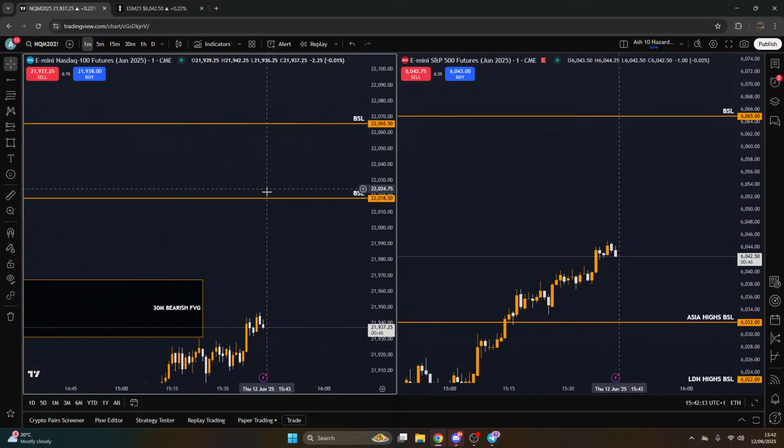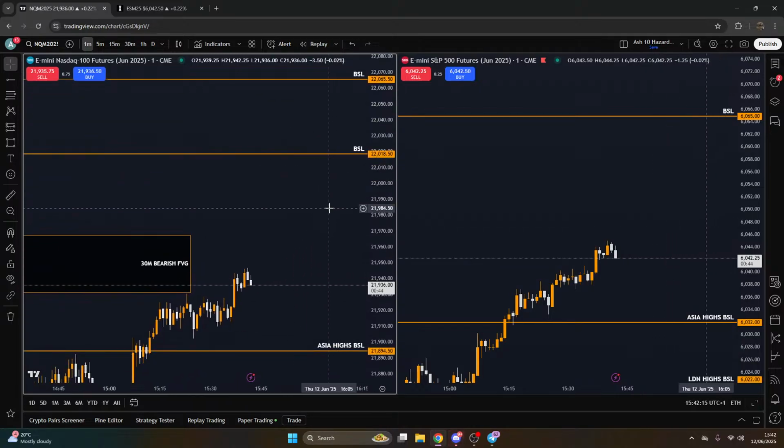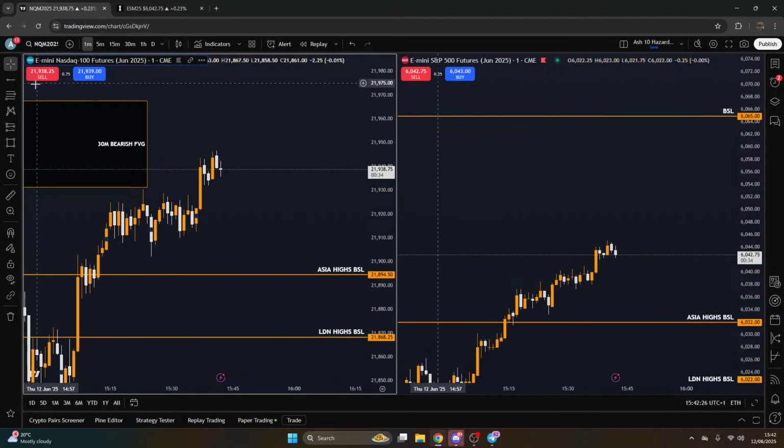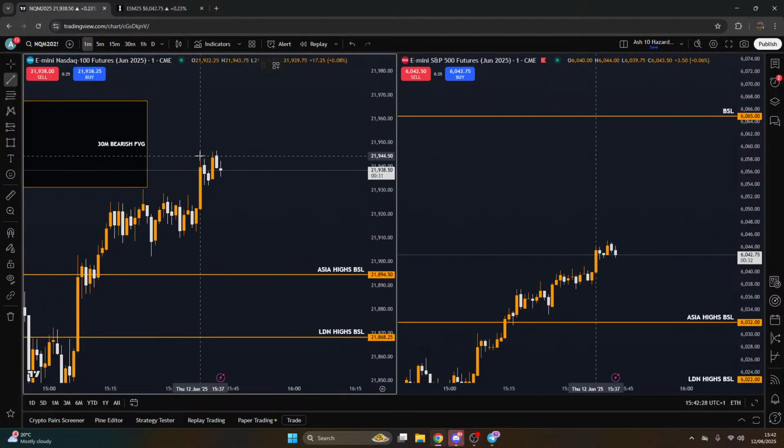So the next buy side liquidity level would be 22018. Until then, I mean, if we get a model for shorts, then we'll obviously get it. This right here is looking pretty clean.